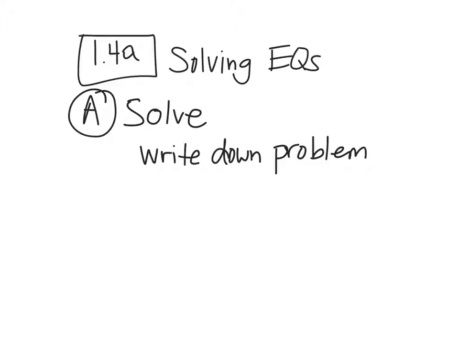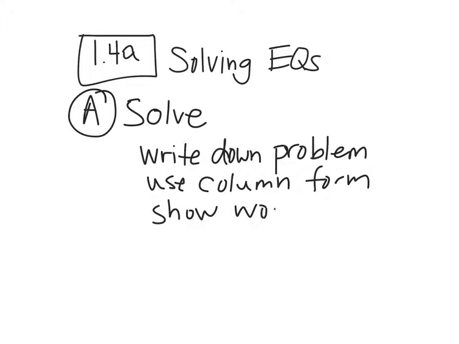And then the next thing you're going to do is use column form. Okay? What that means is you are working down the page. You're not writing across like an essay. You're going down the page, each step. And you're going to show your work. I know, I'm sorry. You're going to show your work, and then you're going to circle your answer.